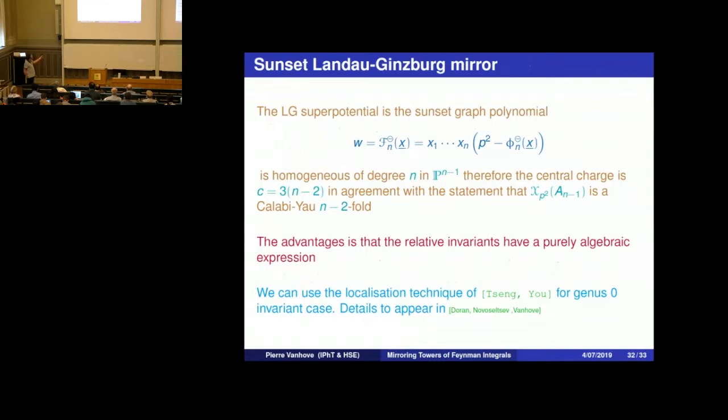In that case, the Landau-Ginzburg superpotential is exactly the graph polynomial. W is f of this, but it's a homogeneous degree n polynomial in P^(n-1). So it's a very simple exercise to compute the central charge, which is 3n minus 2. And indeed, it confirms what I explained before, that the geometry of this graph is defined by a Calabi-Yau (n minus 2)-fold.